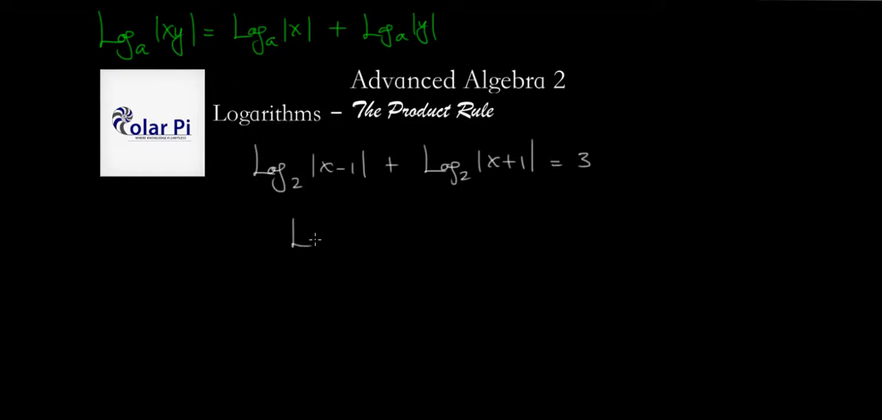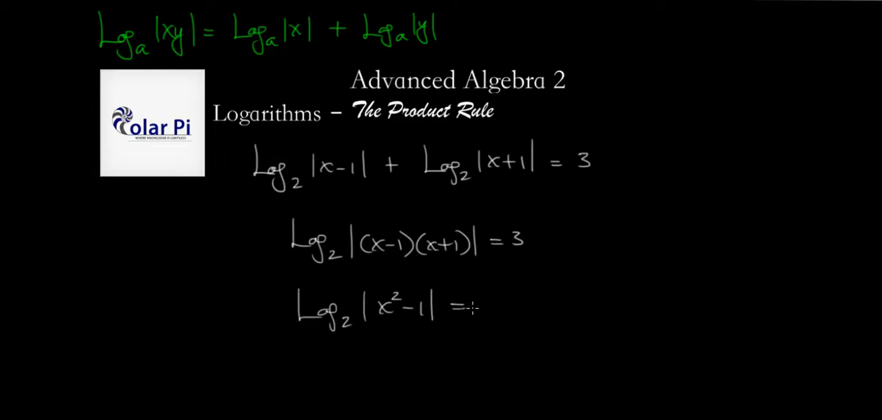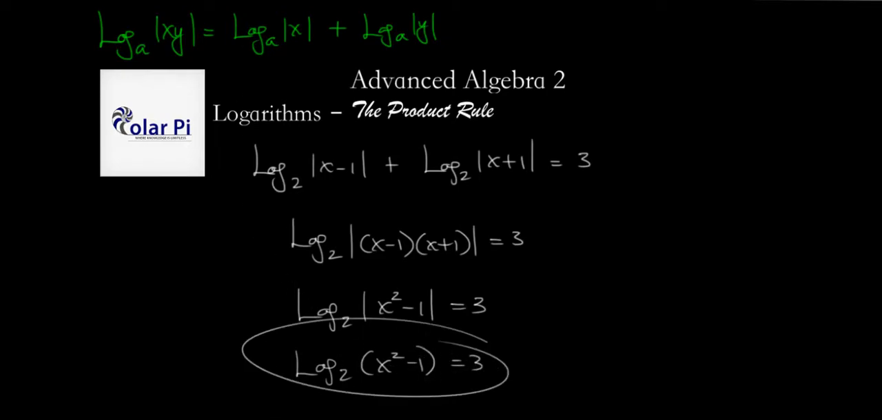And that would look as follows. We write log base 2 of absolute value of x minus 1 times x plus 1, and we say this equals 3. Yeah? Cool. And then next we write log base 2 of absolute value of x squared minus 1 is equal to 3. Okay, cool. Now at this point, you can abandon the absolute values here and just write log base 2 of x squared minus 1. I'll explain shortly why. But let's first see how to finish from here.